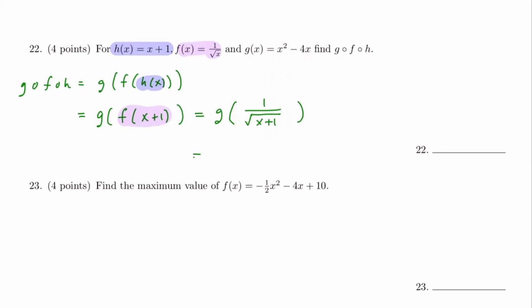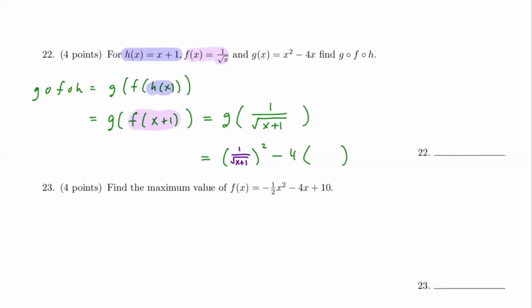So our final result will look like this. So you'll have x squared minus 4 times x. Well, x is this new input right here. So I'm going to replace them. So this will look just like this. This is 1 over square root of x plus 1. So again, I replace 1 over square root of x plus 1 right here.